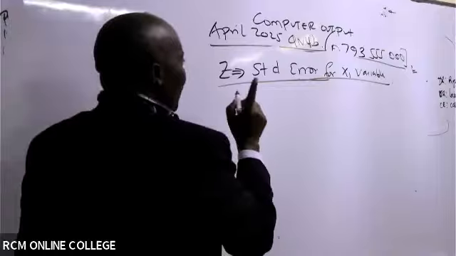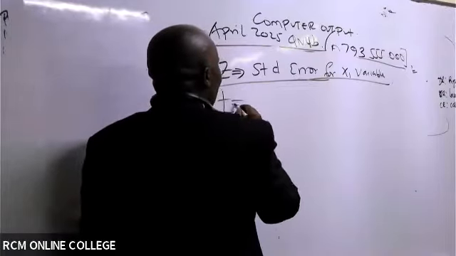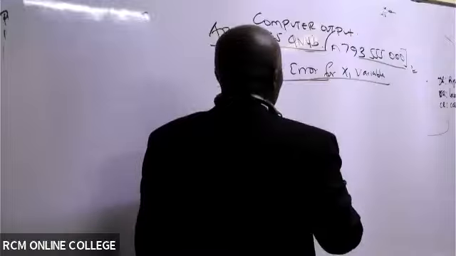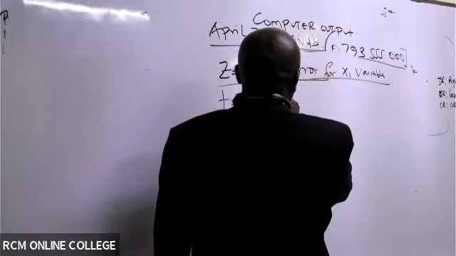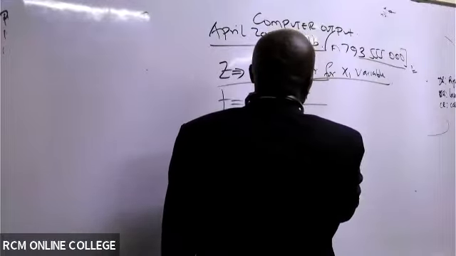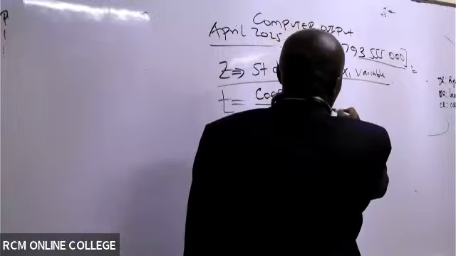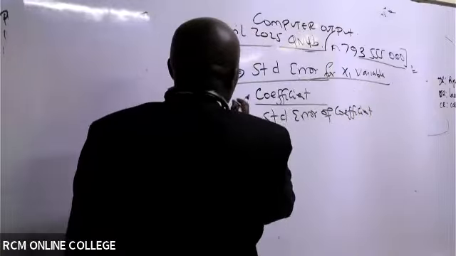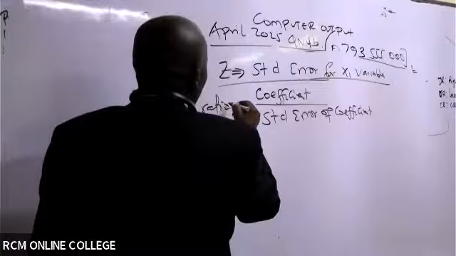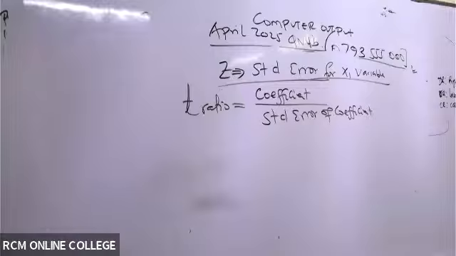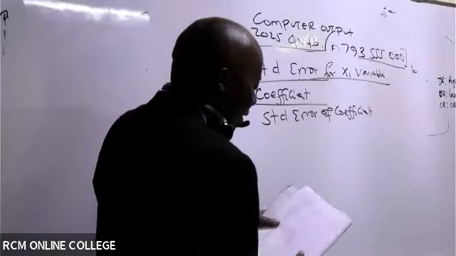So then here I will be expected to master some formula to get this T, ladies and gentlemen. How do we get this T? To get this T, you take the coefficient all over the standard error. Standard error of coefficient. This is how we get the T ratio. You should always write it like that. To get T ratio, a very important formula, we take coefficient all over the standard error of the coefficient.